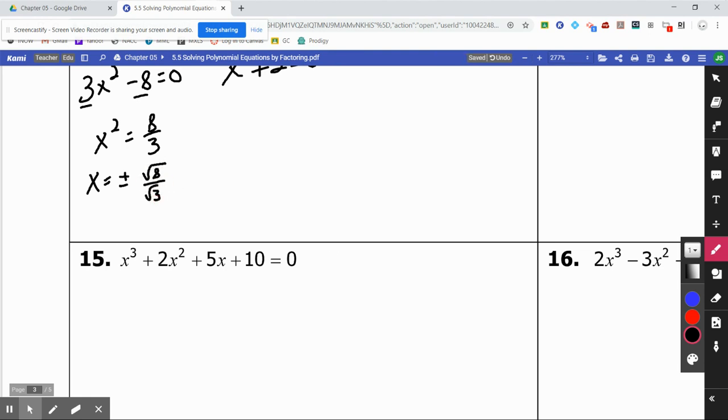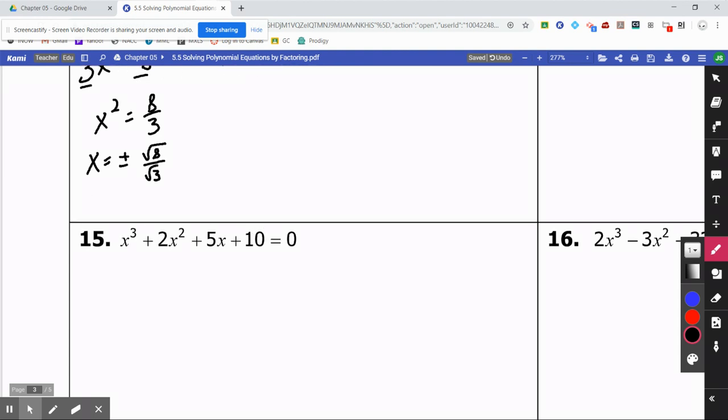The square root of 8 thirds is the square root of 8 over the square root of 3. Now, why would I want to do that? I need to rationalize those. I need to get that radical off the bottom. The way that you do that is by multiplying top and bottom by root 3. And that's going to be root 24 over 3. A radical times itself gets rid of radicals.